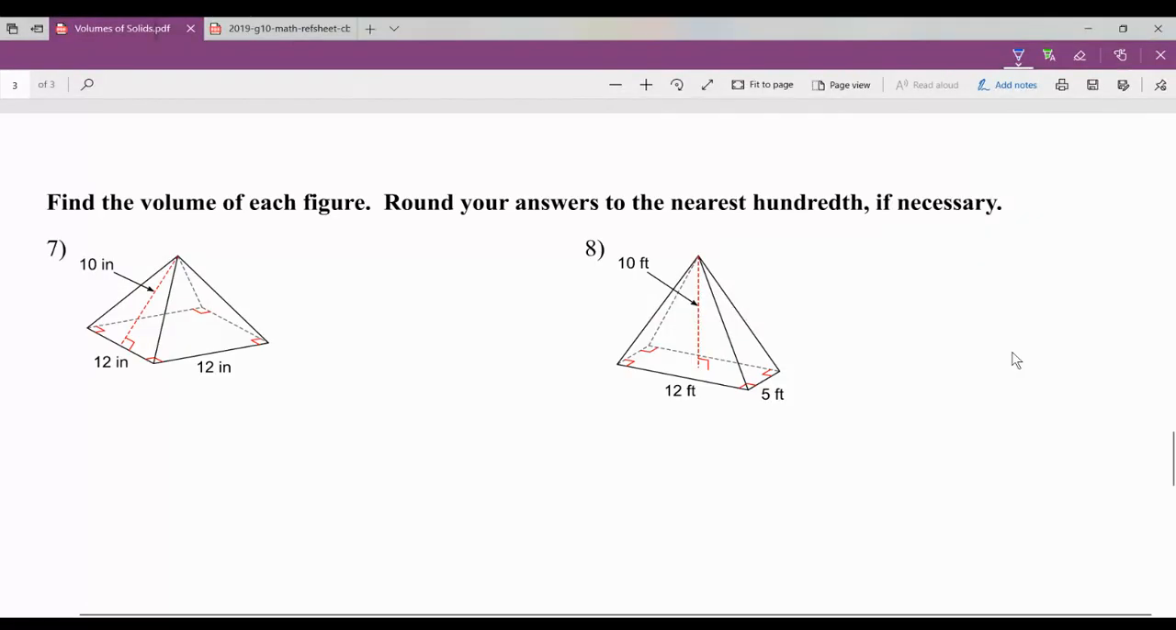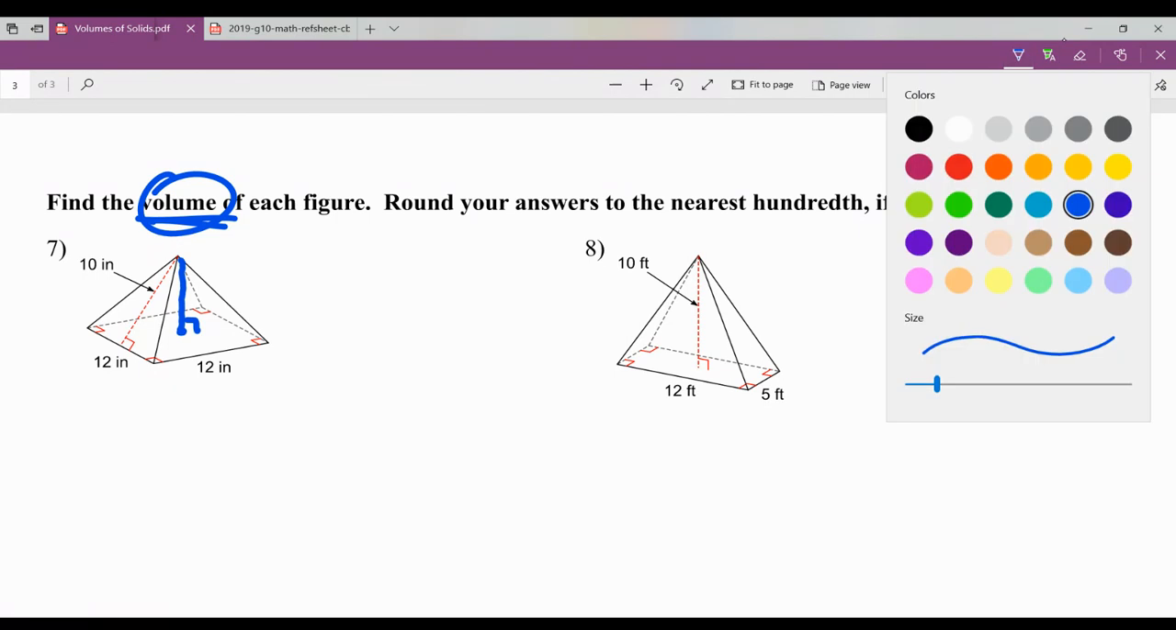Number 7, let's just stick with volume. The goal was to make sure we got you to volumes. In this case, they gave you the slant height. That doesn't help you directly with volume, because what we need is this measure. We need the height of the pyramid, the height of what that central pole would be if it was supporting this thing like a tent.